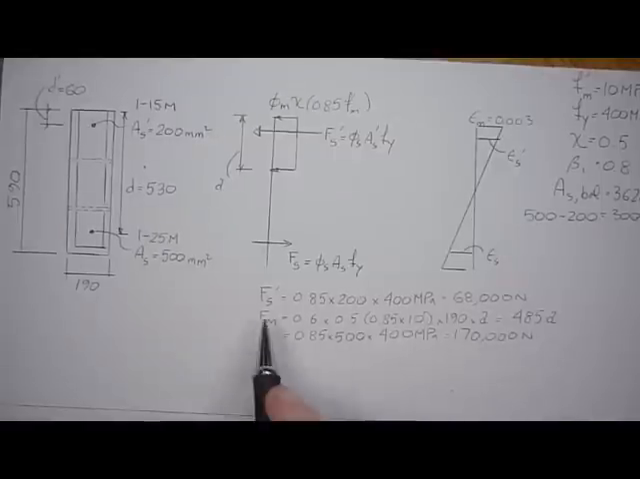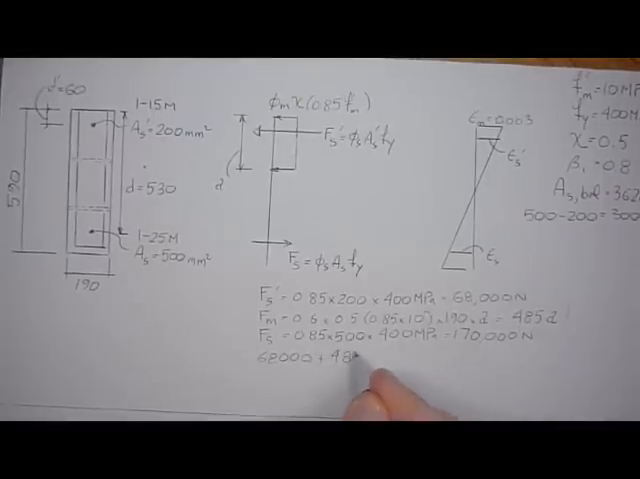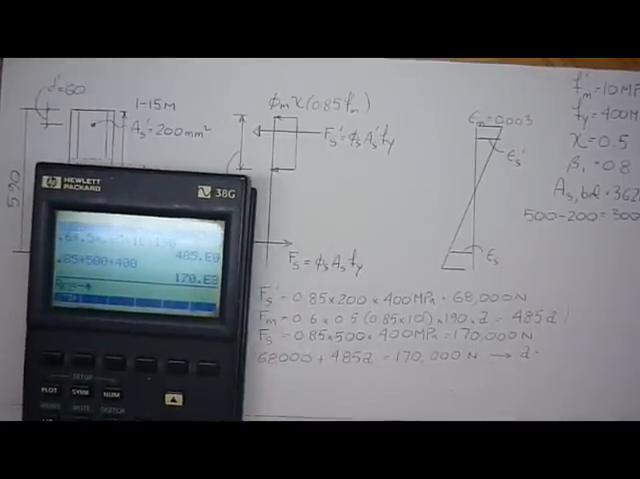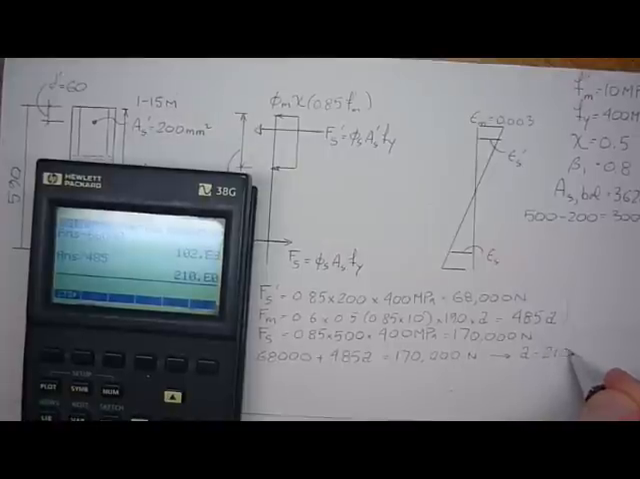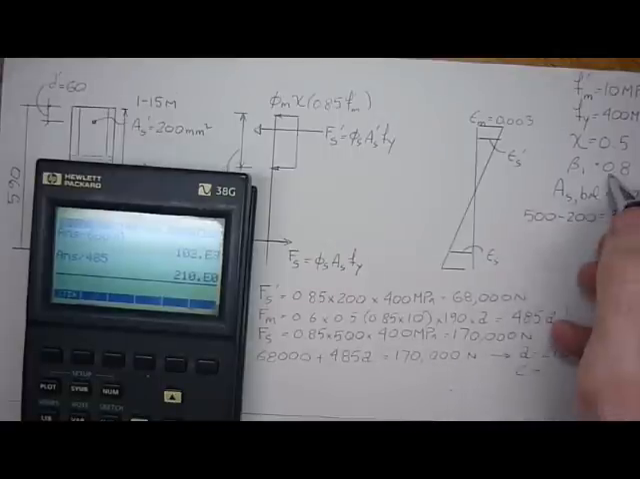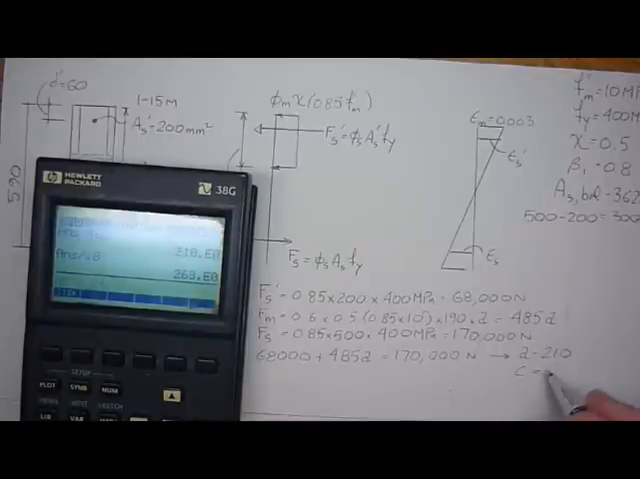So we can balance the forces. We know that the force in the steel compression and the stress block are both in compression, and then this is in tension. So we'd write out 68,000 newtons plus the 485 A, that's the stress block, is equal to 170,000 newtons. And then we can solve for A. So 170,000 minus 68,000 divided by 485. A is 210. And the c then would be 210 over 0.8, which is 263.